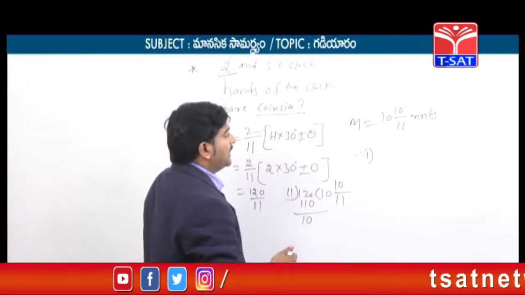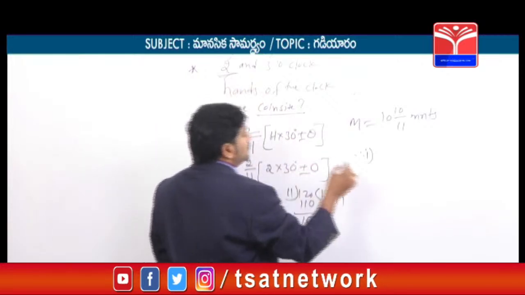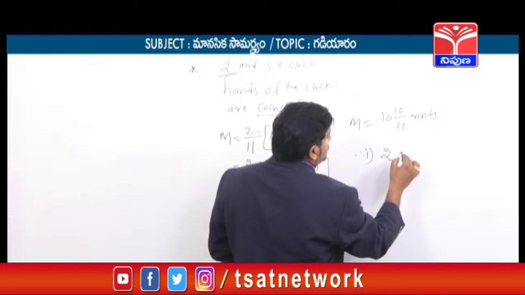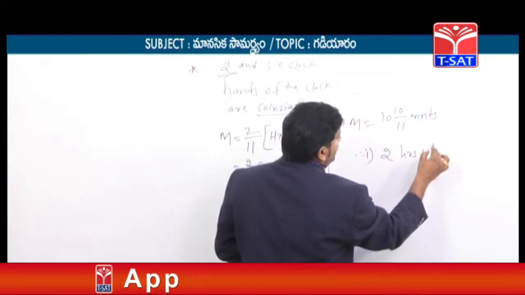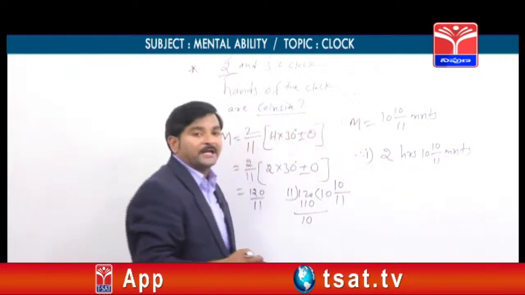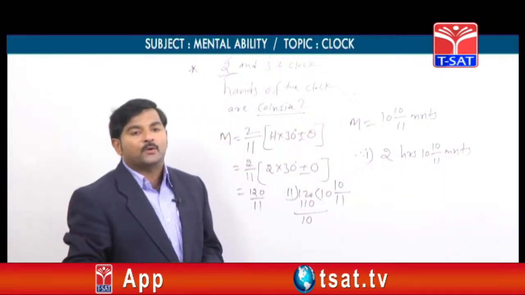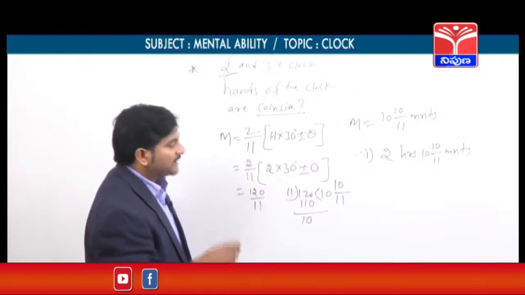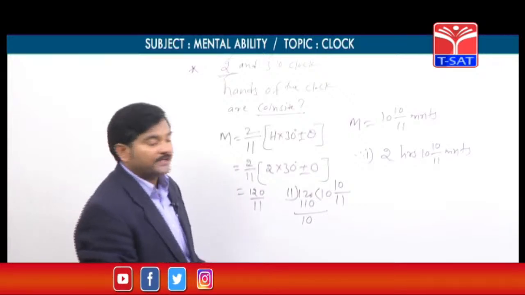Normal way: what time was given? 2 o'clock. So therefore 2 hours 10 by 11 minutes. So exactly at this point of time, the two hands may coincide. That is one kind of expression indicating the answer.